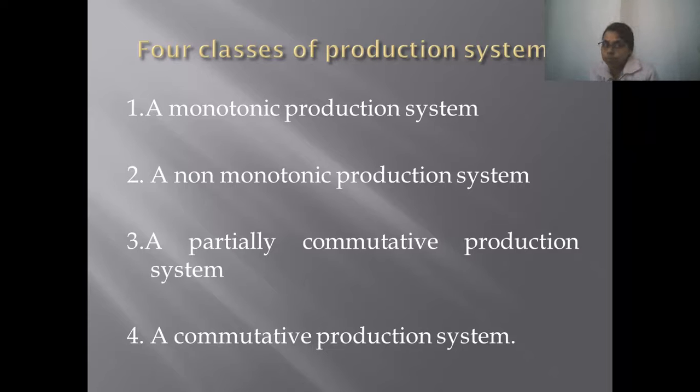Now come to the four classes of a production system. Of course, there are classes which we have to find in the production system. And what are those classes? First is a monotonic production system. Second, a non-monotonic production system. Third is a partially commutative production system. And fourth is a commutative production system. These are the four classes which are used in a production system.